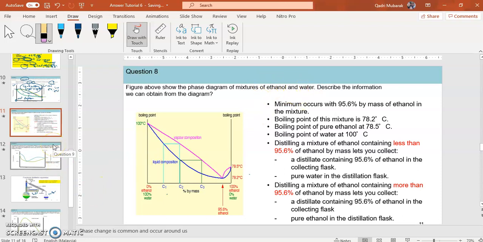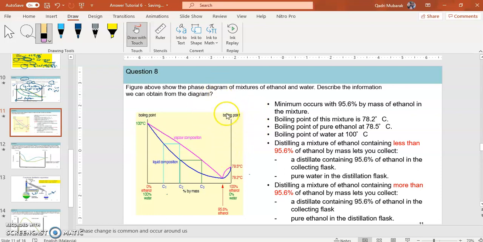Okay, let's move to the next question. This question asks us about the information that we can obtain from the phase diagram provided. The question gives us this phase diagram of a mixture of ethanol and water. From the phase diagram, we can extract a lot of information.